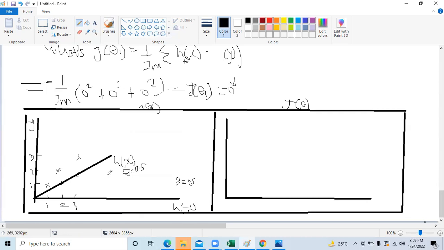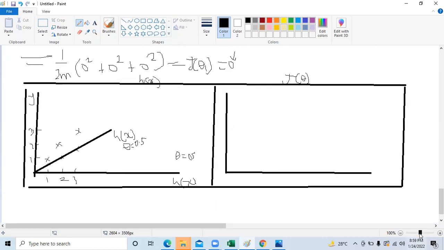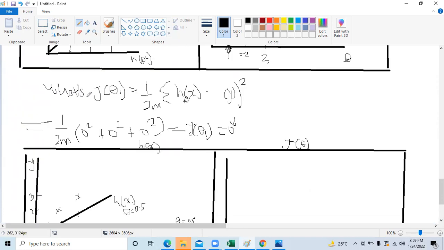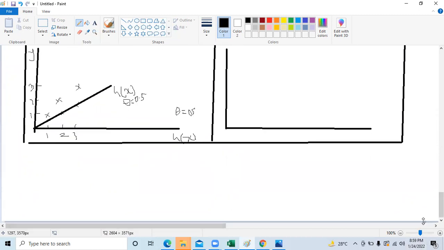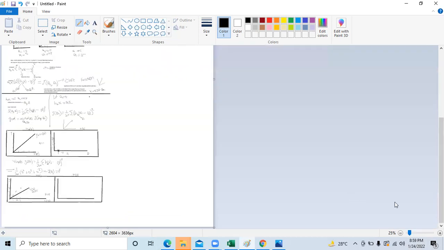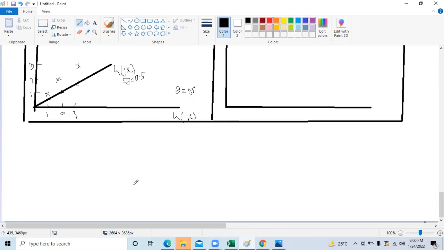So let's see, when theta is 0.5, let's calculate our J theta. This would have been our accurate line, just like we had here, right? Just so that we can appreciate theta better. Now let's calculate our J theta. Our J theta 1, this is theta 1. Of course, theta 0 is 0, right?